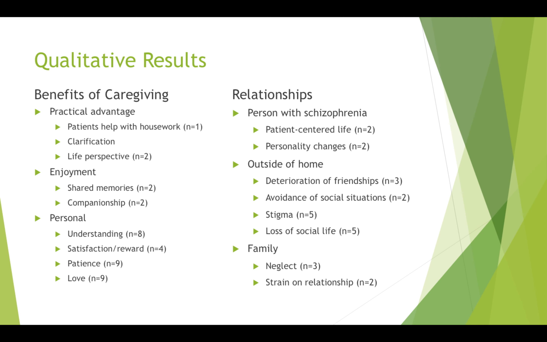Relationships between caregivers and their loved ones found that persons with schizophrenia had increased patient-centered lives and positive personality changes. Outside of the home, caregivers found there was deterioration of their outside friendships. They avoided social situations. Increased stigmatization was mentioned, and there was a loss of social life. On a family spectrum, there was neglect of other family members seen. Strains on familial relationships were a problem as well.